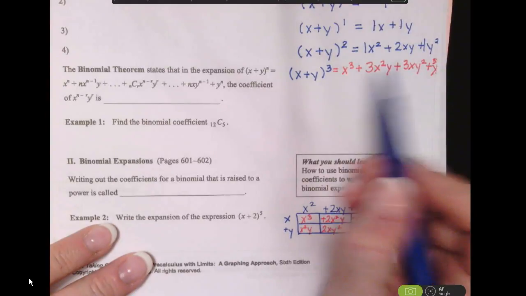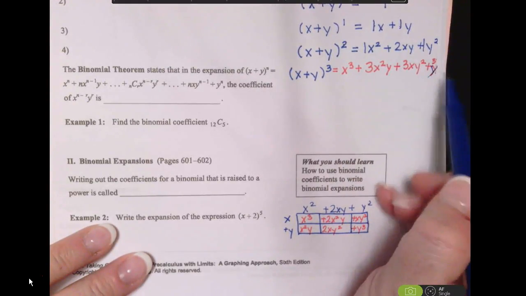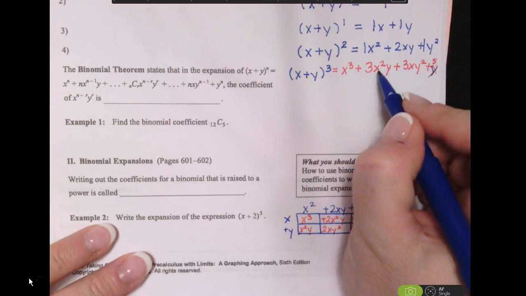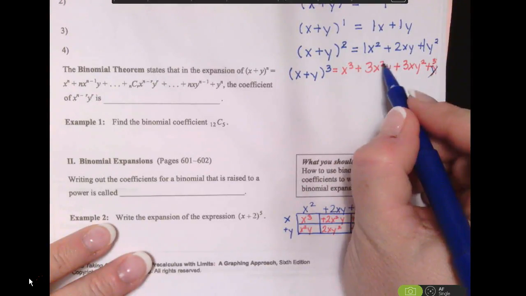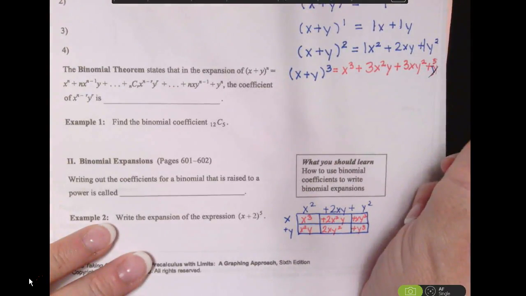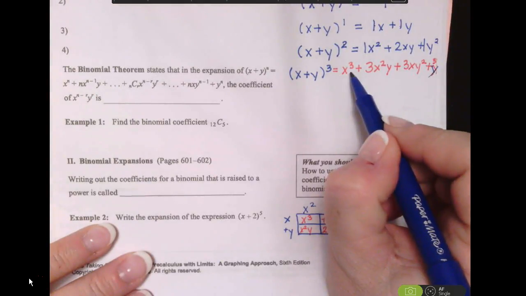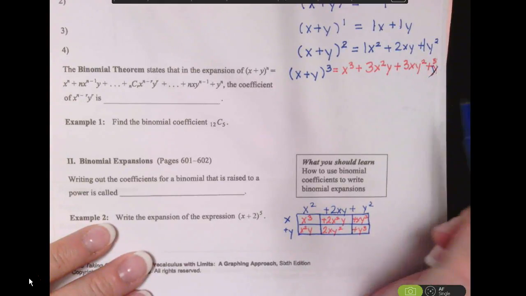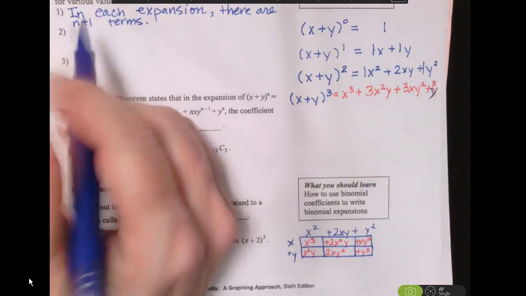We've got an x cubed at one end and a y cubed at the other end. And then in the middle, look what happens. We go in descending order of x, 3, 2, 1, 0. And we go in ascending order of y. There are no y's, 0, 1, 2, 3. So I'm going to put that under my general observations.